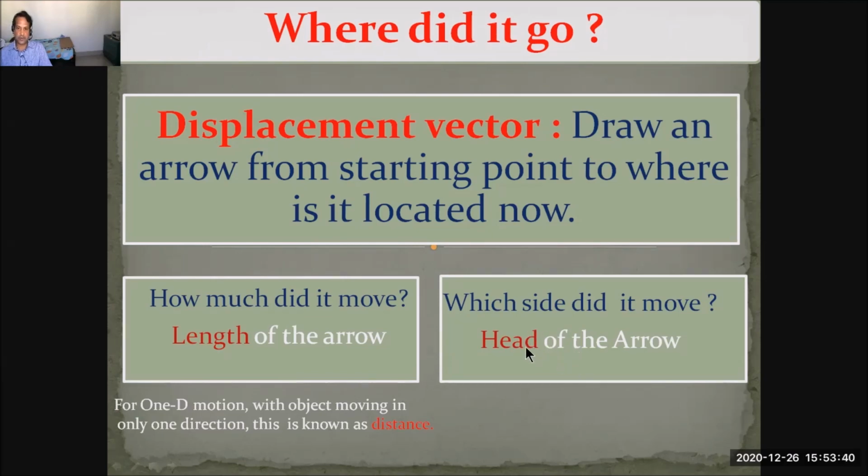Now in this simulation, we are going to consider one-dimensional motion. That too, the object moves only in one direction. That is, it does not turn around. So all the discussion would be for such a kind of motion. And for such a one-dimensional motion where the object is moving only in one direction, the length of the arrow, that is the magnitude of this displacement vector, is known as distance.